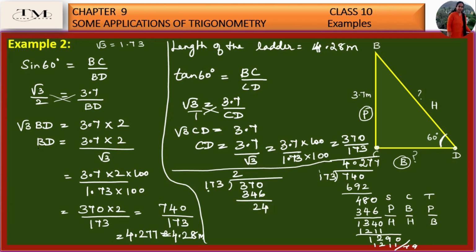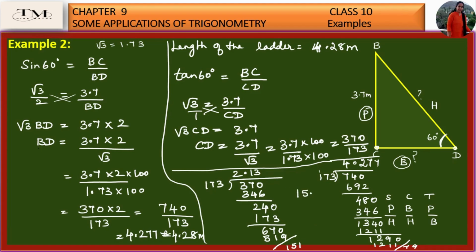So 24 is not divisible by 173. So add 0 for the first time. If you add 0, put a decimal. Next time if you add 0, no need to put the decimal. So 240. It goes 1 time. So it is 173. 240 minus 173 is 67, and we add 0 to get 670. How many times does it go? 3 times. 3 times 173 is 519. If you subtract 519, we will get 151.